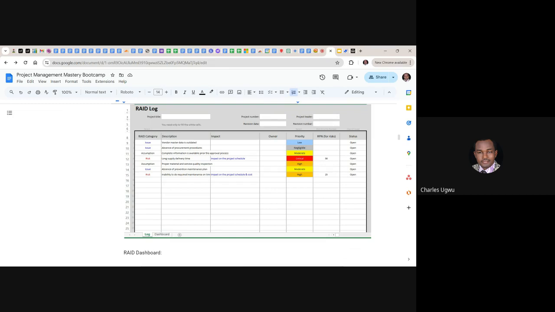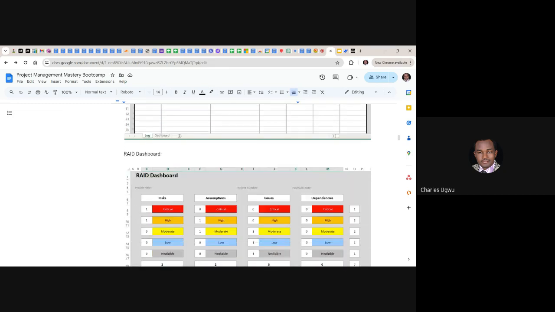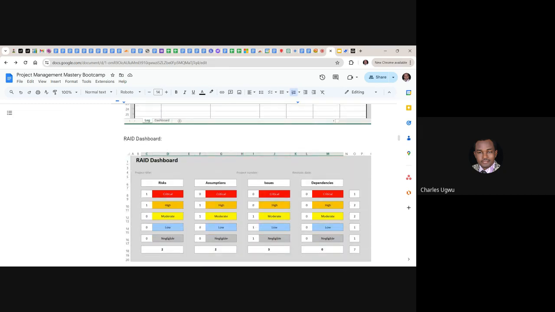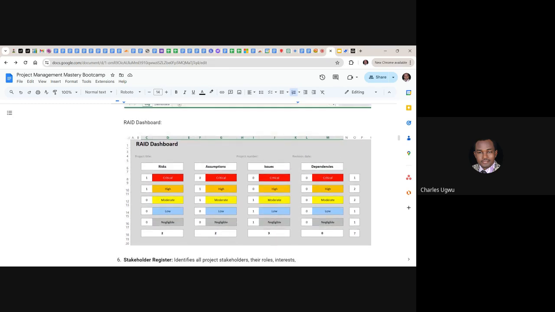So because of that, I've been using a risk log, and we are going to do it practically so that all of us can produce a risk log even before we start our project. In a risk log, we have a dashboard that gives you an overview of what is happening in your project. So if you are looking at your risk log dashboard, you can see a lot of things here.